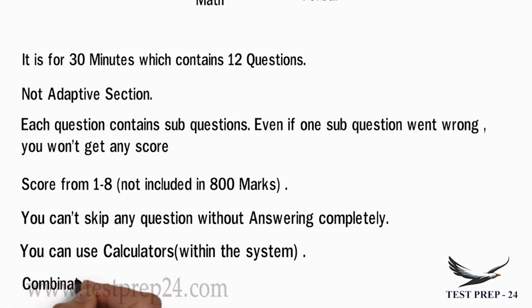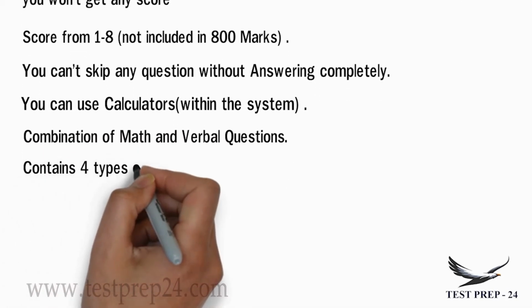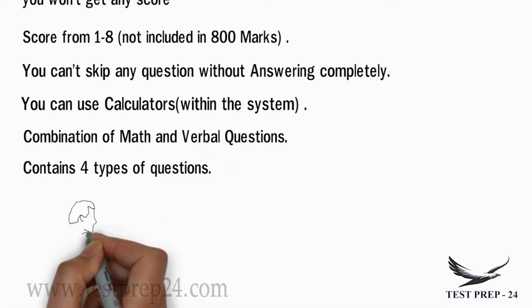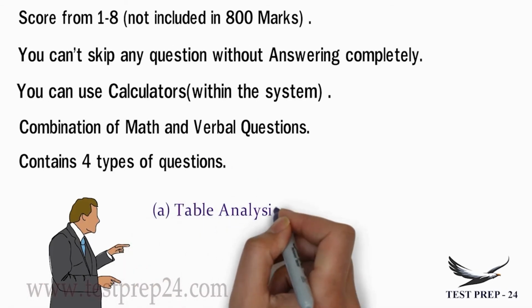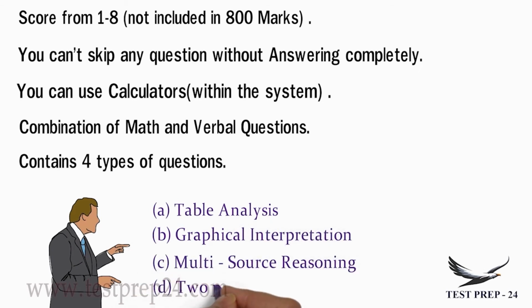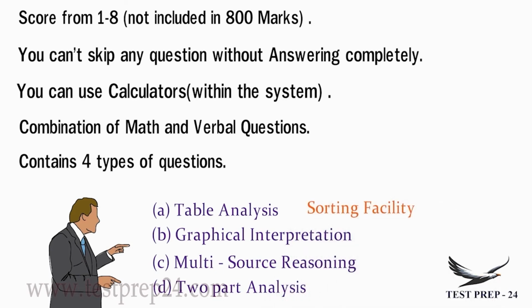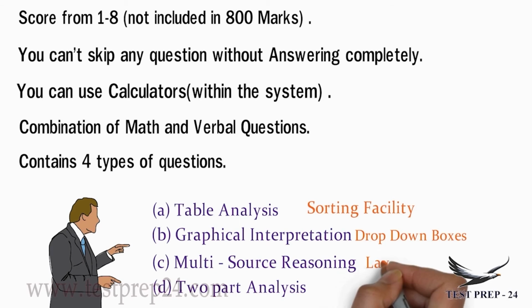This section will be a combination of maths and verbal questions, as I have already told you. This section only contains 4 types of questions. The first type is table analysis, second is graphical interpretation, third is multi-source reasoning, and fourth is two-part analysis. The specialty in table analysis is that you have the sorting facility. In graphical interpretation, you have drop-down boxes and you can pick the best answer. In multi-source reasoning, it is like layered questions, so you can click on a particular layer as your answer.